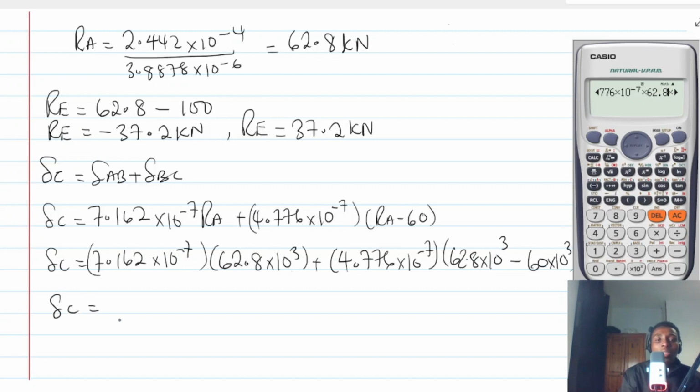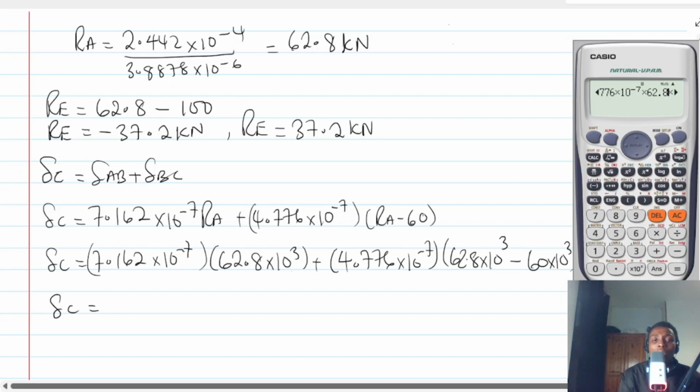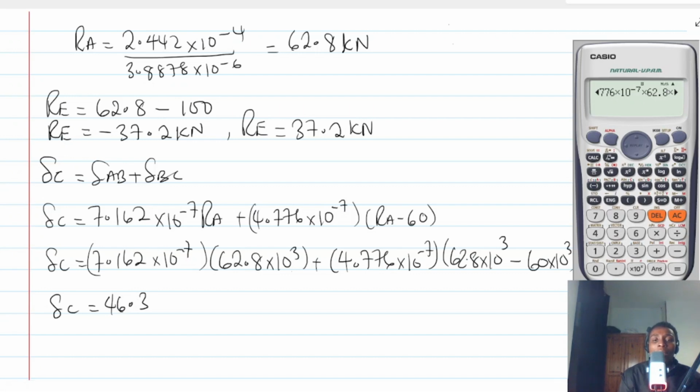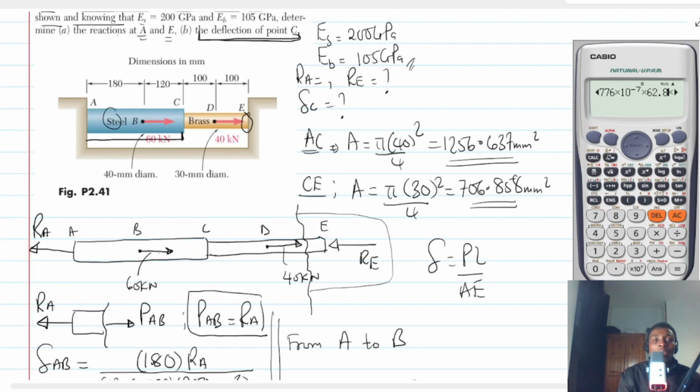Now, if you do everything correctly, what are you going to get? I want you to take your time and solve it. Then you will realize that the deflection at C will be 46.3 times 10 to the power minus 6 meters. I want you to check this out on your own. So the problem has been solved. Thank you very much for watching.